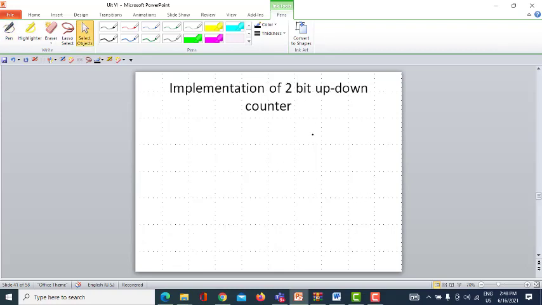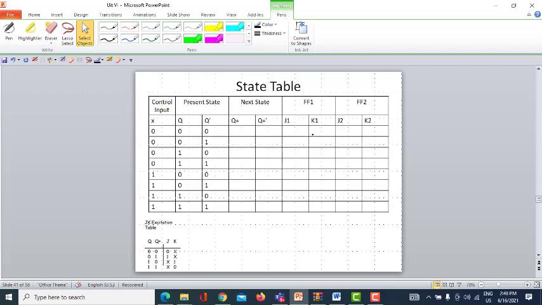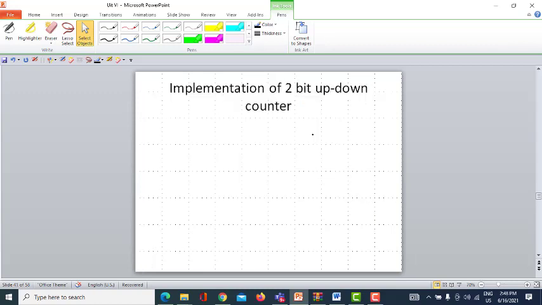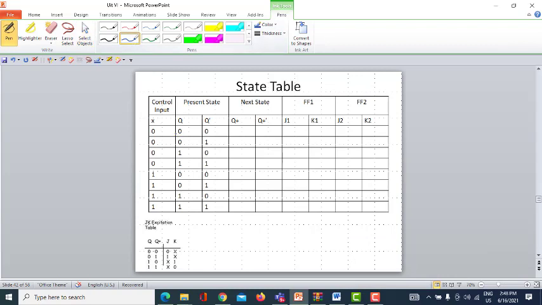How to implement your 2-bit up-down counter? Before that, this is going to be the state table. Here, instead of mode control bit M, the control bit I took as X. So 0 means it is an up counter, and 1 means it is acting as a down counter. So for 0, the sequence is 0 0, 0 1, 1 0, and 1 1, 0 0. This is your up counter. For the down counter, if it is 0 0, it is 1 1.